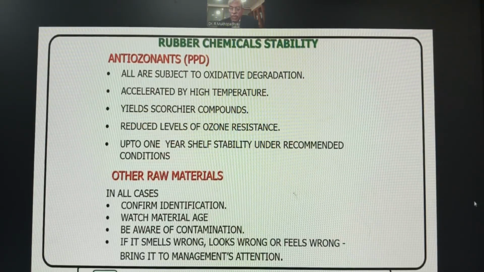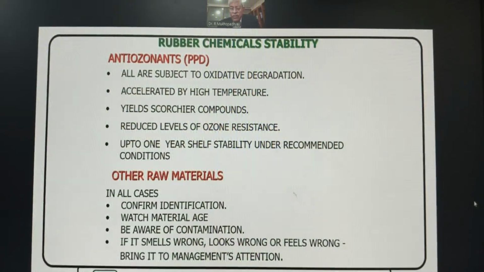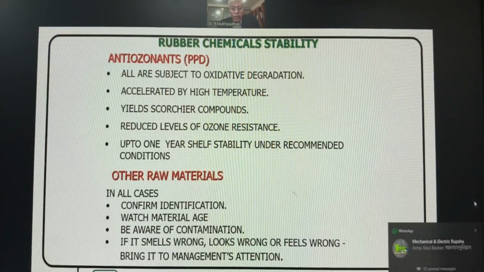If it is an open box, in an accelerator of high temperature, they are scorching, and this gives a reduced level of ozone resistance, because especially certain antioxidants have a lower softening point, like 6-PPD, which we are still using today, at around 50 degrees centigrade. So the storage of the materials is equally important.